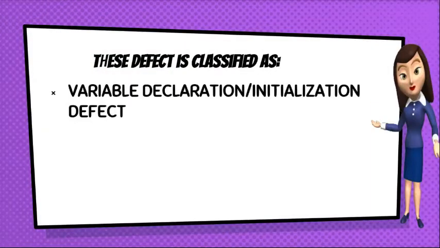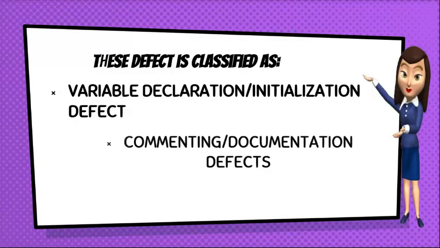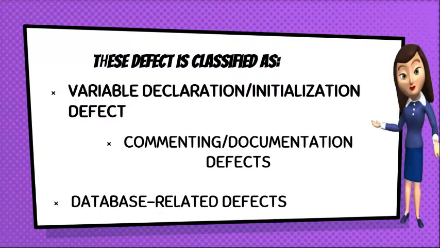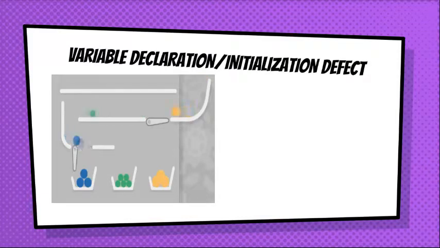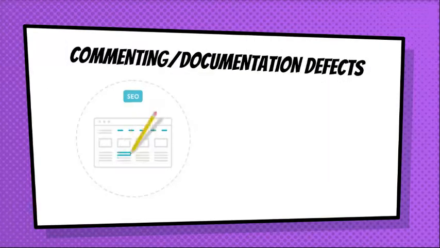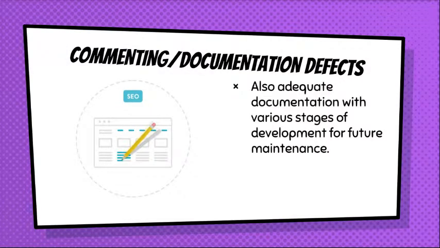There are various types of coding defects. First is variable declaration or initialization defect, commenting or documentation defects, or database-related defects. Let us first discuss the variable declaration or initialization defect. This defect arises when variables are not initialized properly or variables are not declared correctly. This type of defects refer to wrong coding practices which may arise due to wrong standards of development.